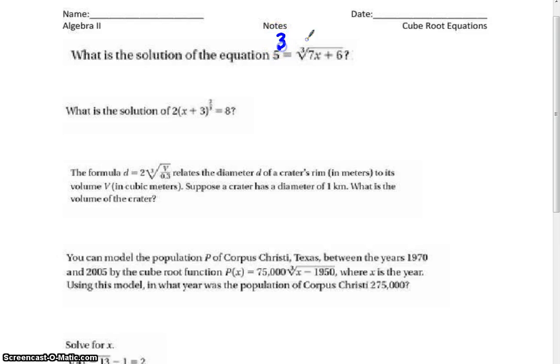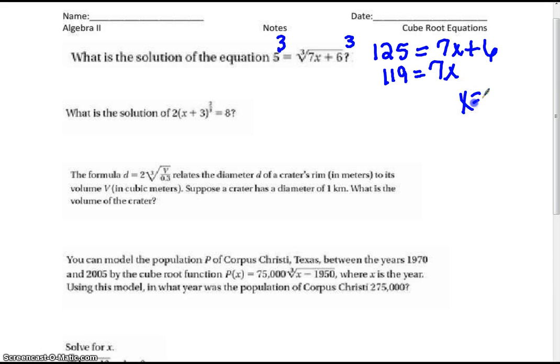You're going to start by cubing both sides. So you're going to say 5 times 5 times 5, or 5 caret 3. And you're going to get 125 is equal to 7x plus 6. You need to move your 6. And so you have 119 is equal to 7x. You divide by 7, and x is equal to 17.